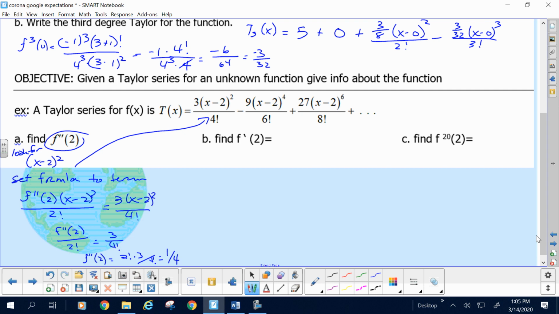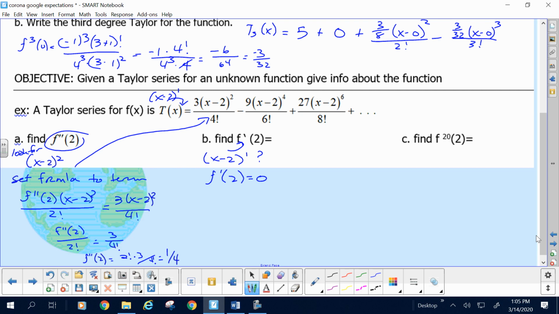So, with that in mind, let's look at the next one. F prime at 2. For f prime, I need to look for what is x minus 2 to the first. Well, x minus 2 to the first does not show up. Well, the only way that cannot show up is the derivative is 0. The factorial obviously can't be 0. So it must be the case that f prime at 2 equals 0, because there is no x minus 2 to the first here. It's at the second. So the derivative must be 0. All right?